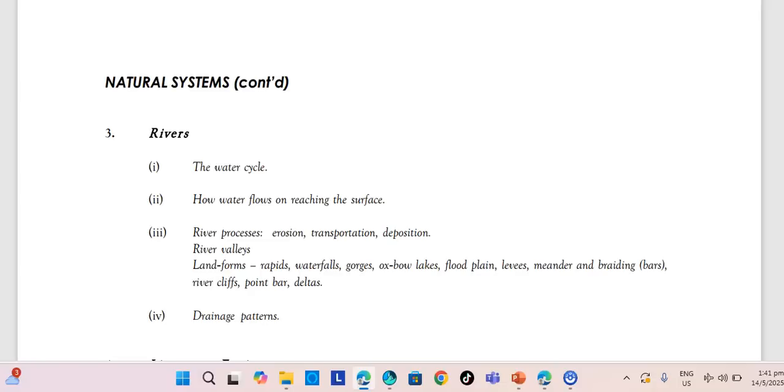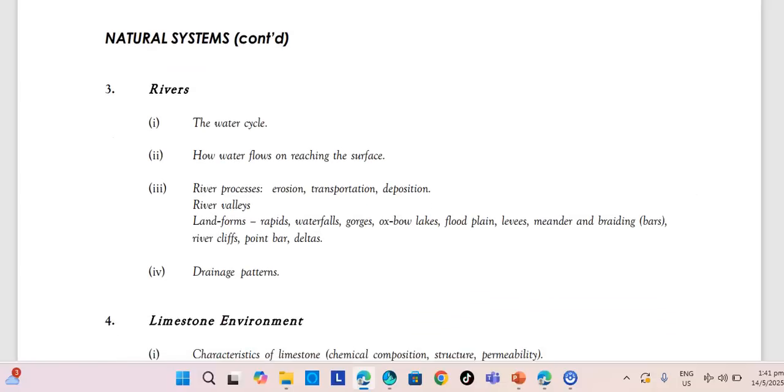Now we're going to look at rivers. So go to your textbook or your notebook and find the topic that speaks on rivers. We're going to look at the water cycle. As I said before, the syllabus does not show diagrams, so I want you to use your textbook to find where it speaks about the water cycle, and look at the diagram showing the water cycle while I am explaining it.